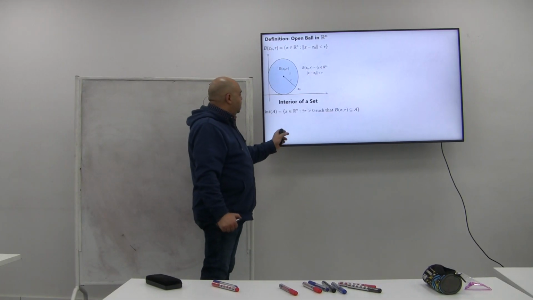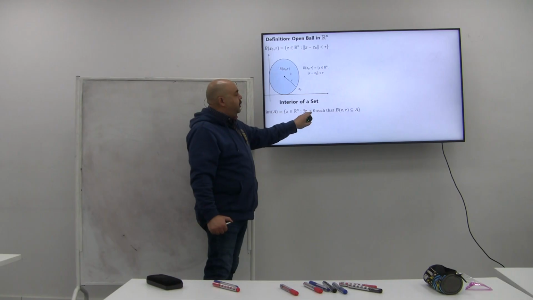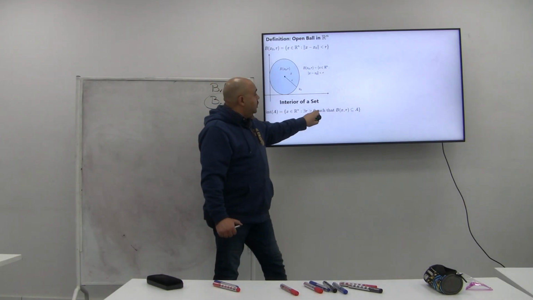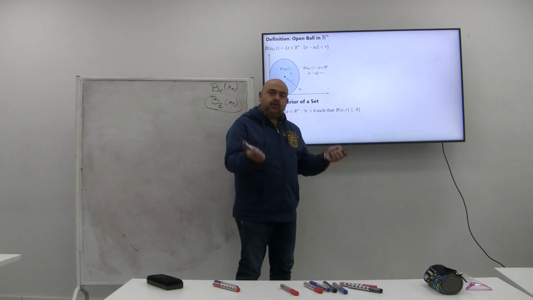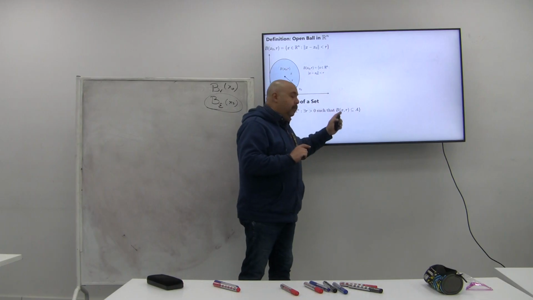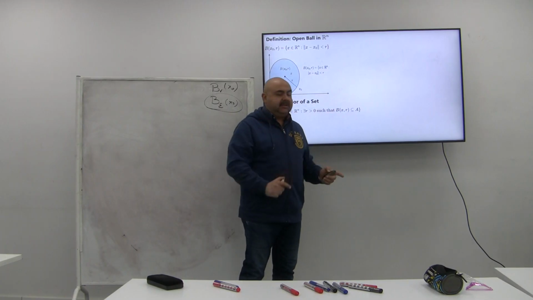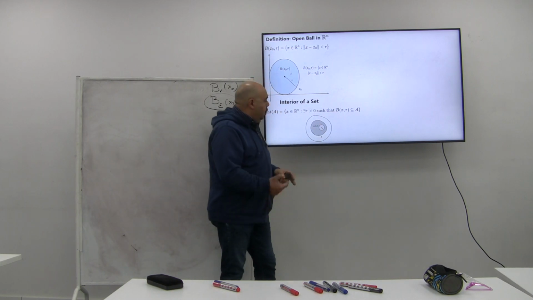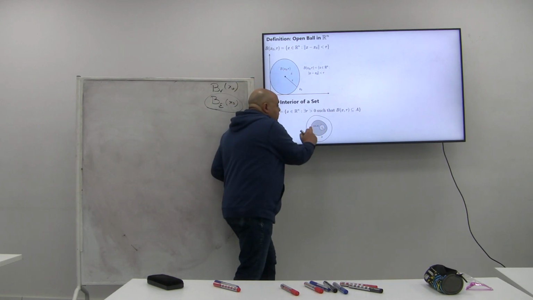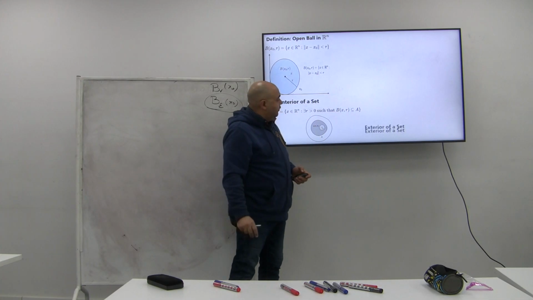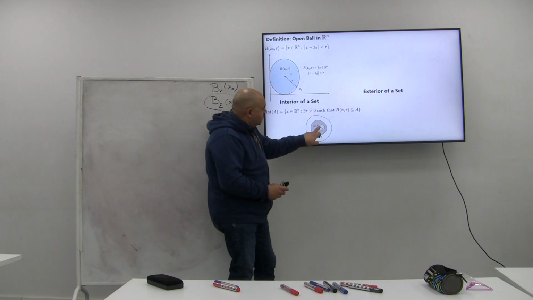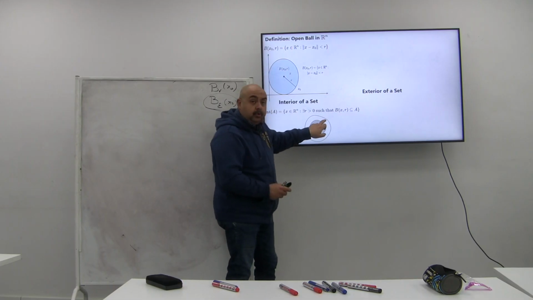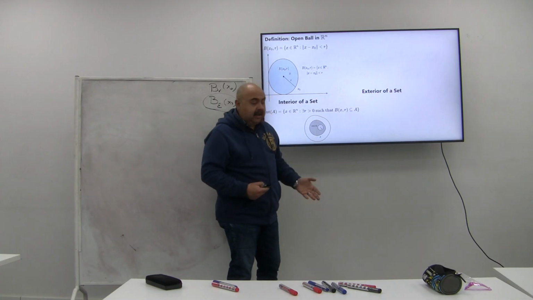For the interior of a set, it is X belonging to Rn such that there is R greater than 0 such that the open ball is a subset of A, which means the open ball around X is completely inside A, and that's what this shape symbolizes. This is the set A, and that's X node, which is completely inside the set A. On the other hand, for the exterior of a set, it means this X node and this open ball belong to the other part, or the external of your set.